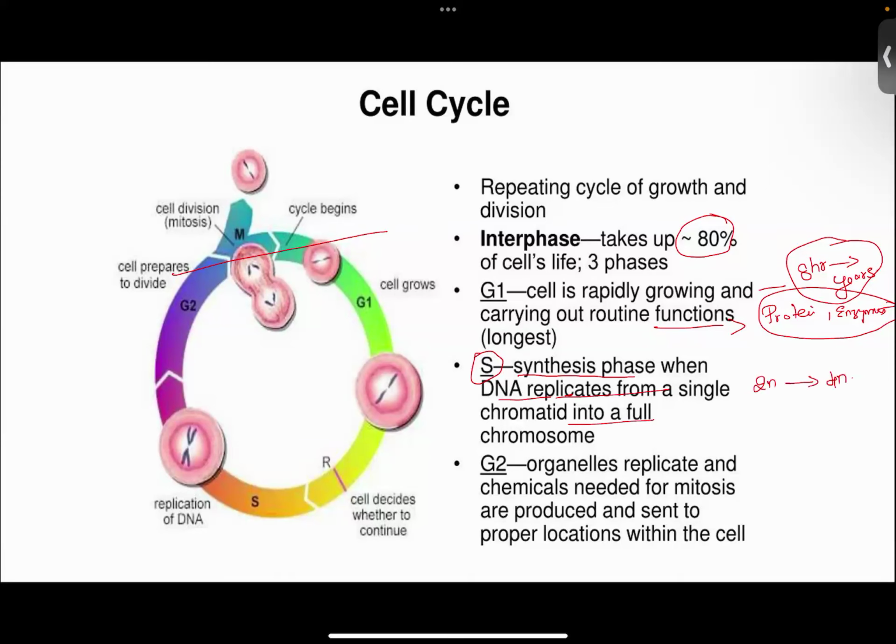Okay. Next, in the G2 phase, what happens? Again, the organelles also replicate. The cell growth happens. There is an increased cytoplasm level, and it will last for almost 2 hours, and this is almost 6 hours. Okay. So this is the interphase which consists of G1, S, and G2, where the cell prepares to divide. So this is about the interphase.